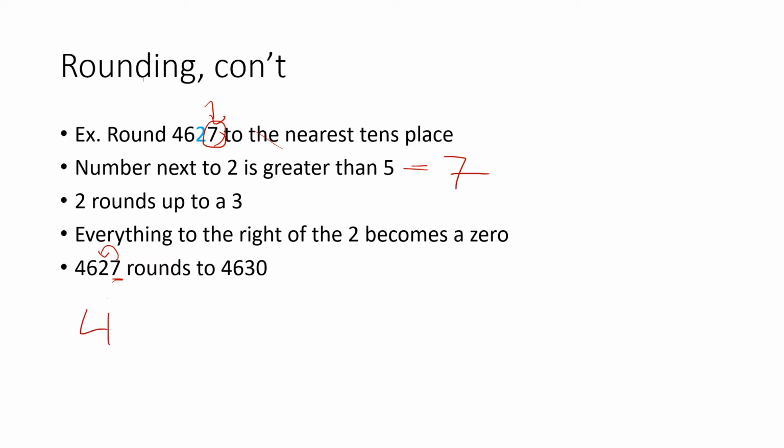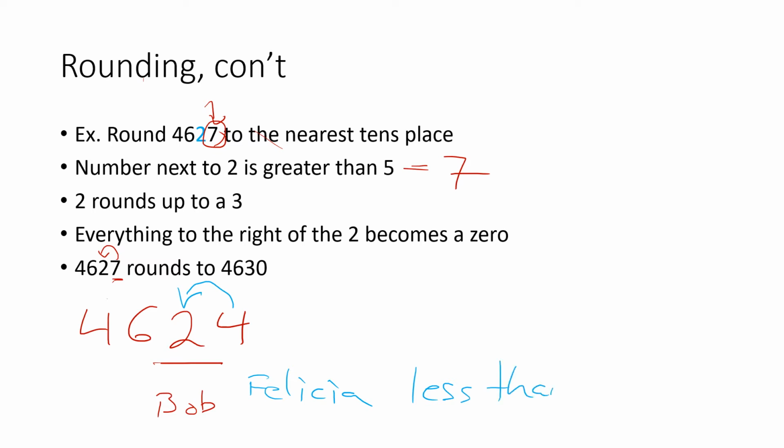So for example, let's say we have 4,624 instead of 27. And we want to round to the nearest 10. So again, here's Bob. Bob's our 2. And Felicia, who's always at his right, is going to tell him what to do. Now, since she is less than 5, Bob's going to stay the same. He's not going to change. So our number is going to round to 4,620. We keep the 2. And then again, Felicia gets kicked out because Bob's tired of dealing with her shenanigans.